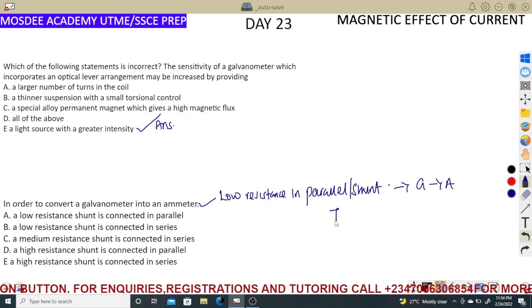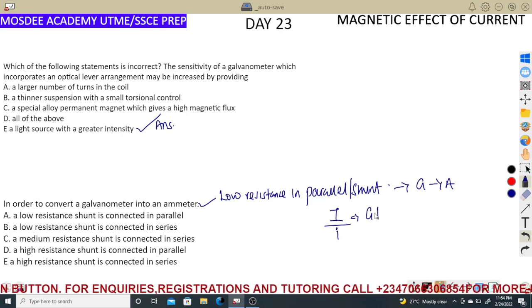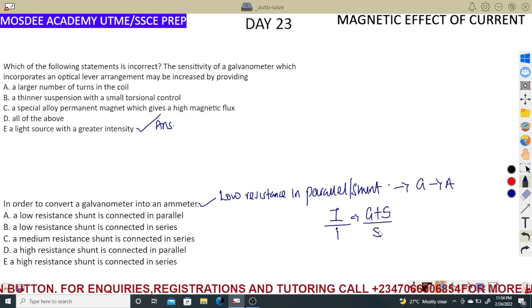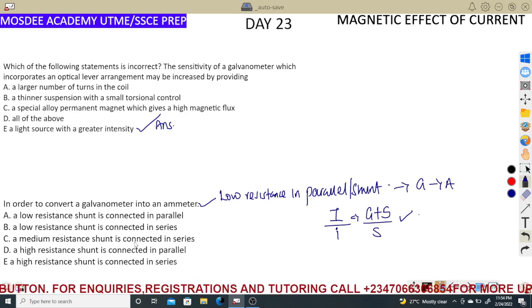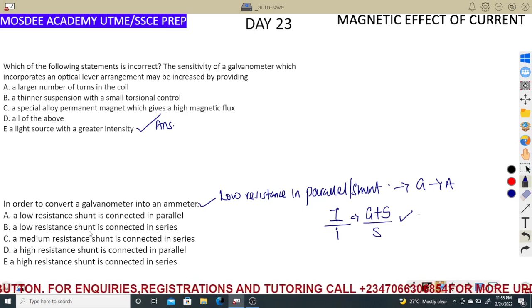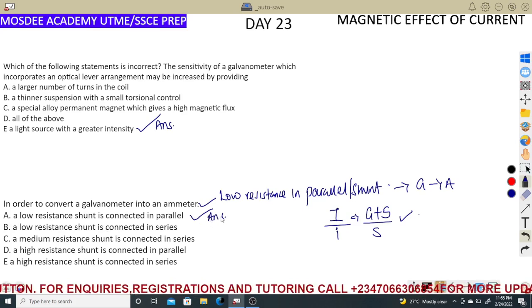The formula is capital I over small i. The total capital I is the galvanometer resistance plus the shunt, divided by the shunt. This is just what you need to put at the back of your mind in a quick way. So a low resistance shunt is connected in parallel. Option A is correct. And that is the answer for that.